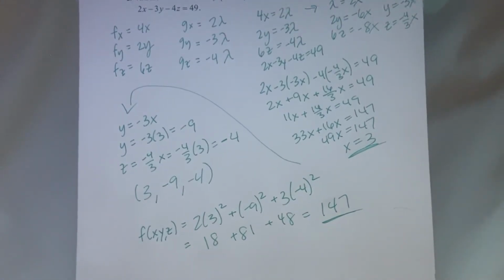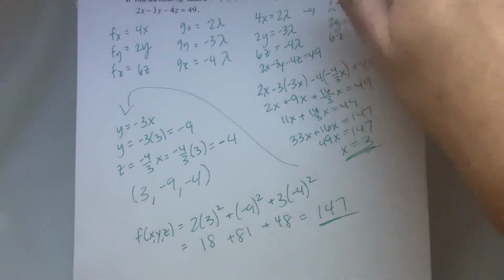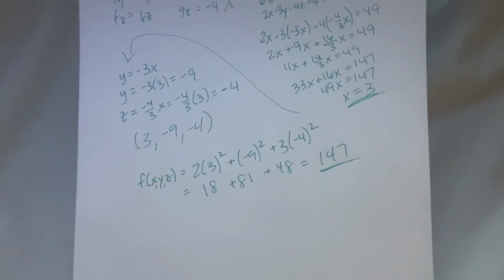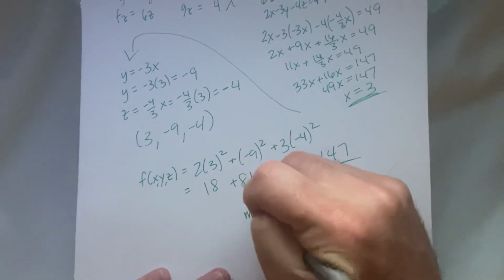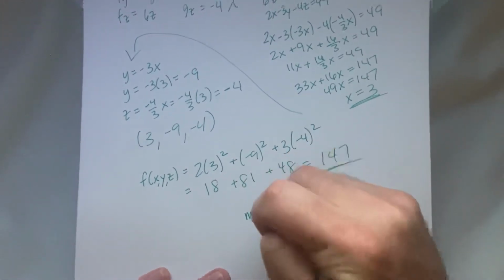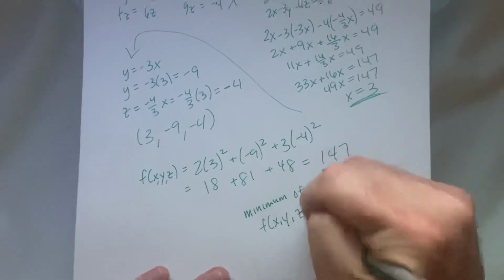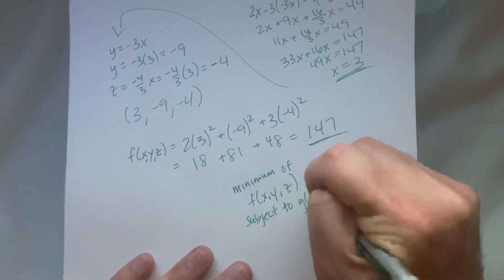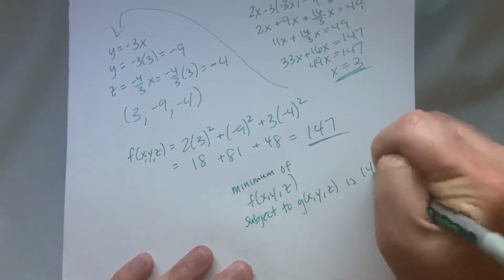Now, the question is, does that minimize the value? Well, if we're not sure, why don't we try another value just to make sure? You want it to be higher, so let's see. We could let x, y, and z be in the hundreds, and then when we square them, they'd be gigantic. So I think this is a safe bet that the minimum of f of x, y, z subject to g of x, y, z is 147.